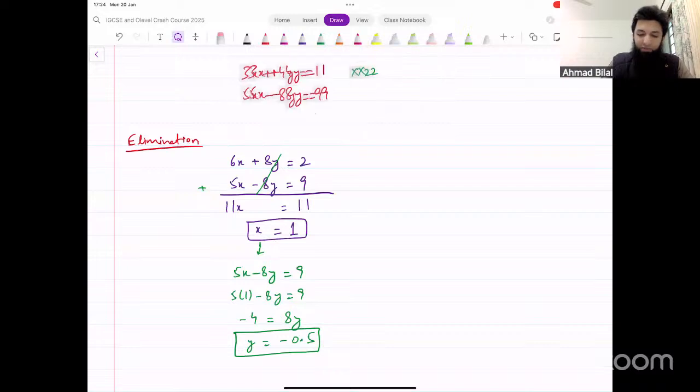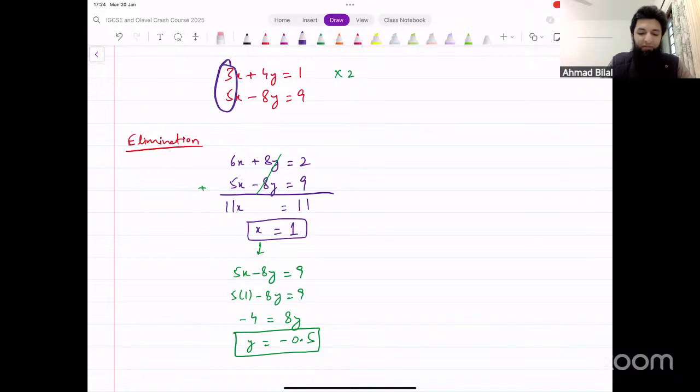If I were to make the coefficients of x the same, what's the LCM of 3 and 5? The lowest common multiple of 3 and 5, that is 15. So that is a number that I can try to achieve by multiplying the first equation by some number. What can I multiply 3 by to get 15? I can multiply 3 by 5, and that will give me 15 in the first equation. So I get 15x plus 20y equal to 5.